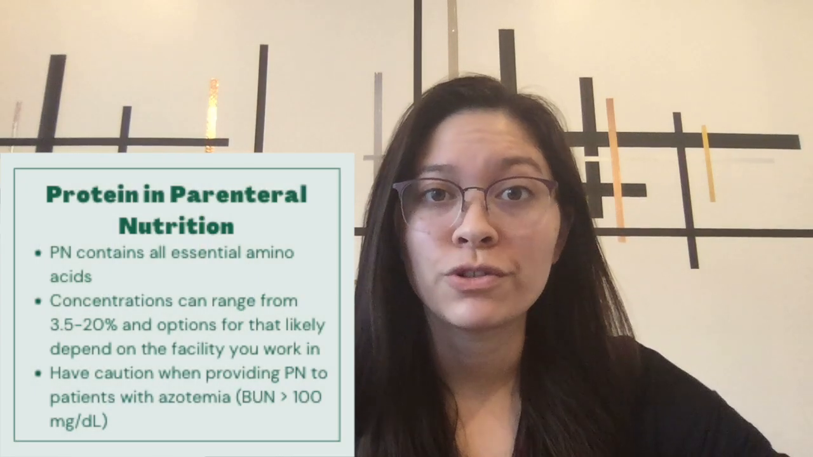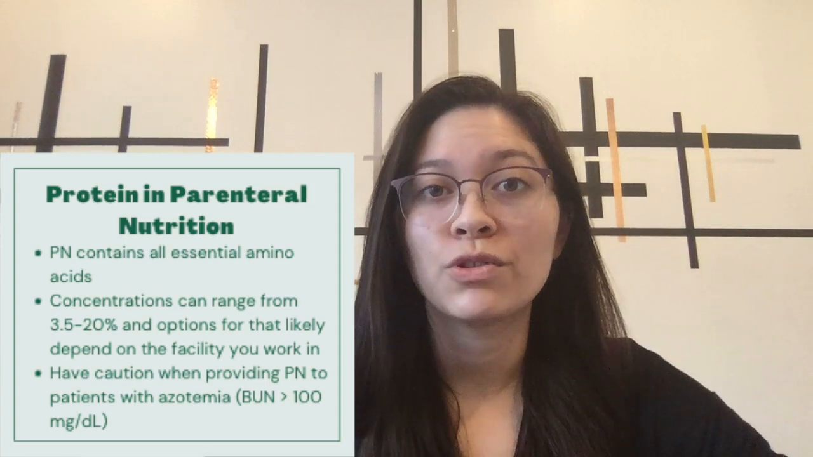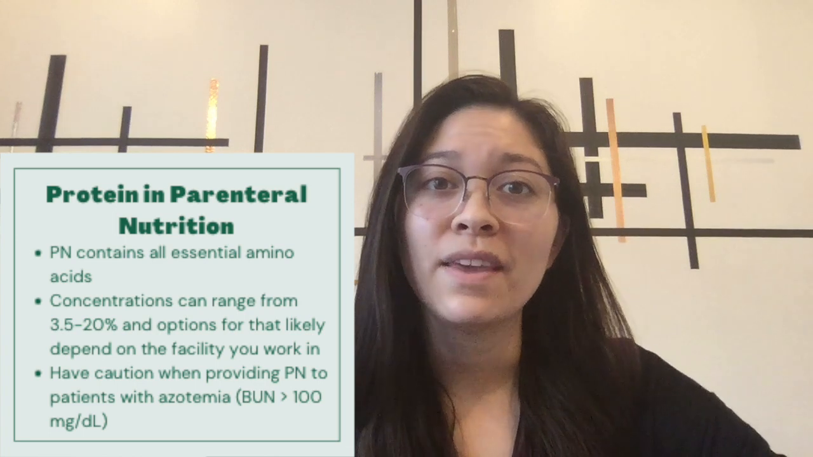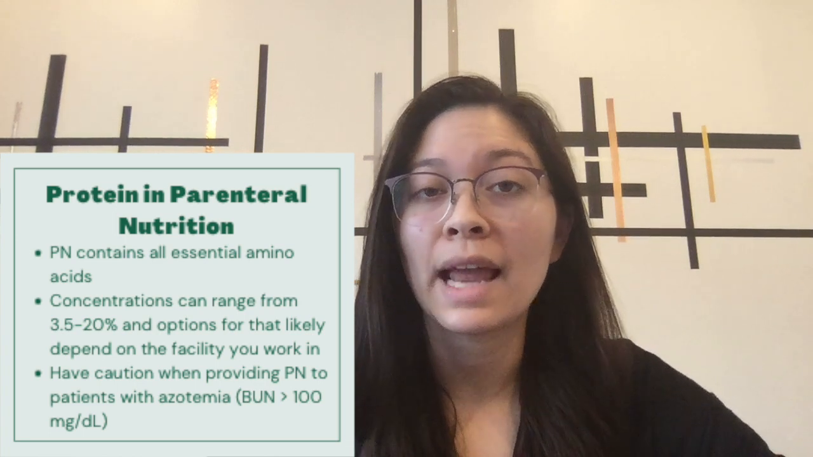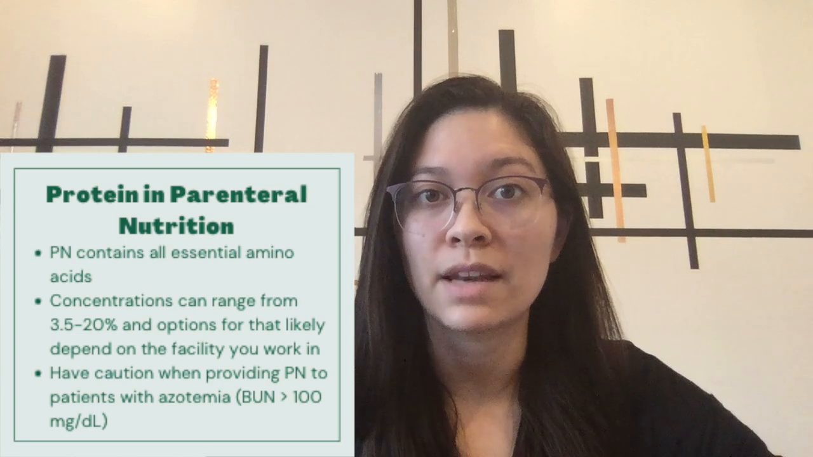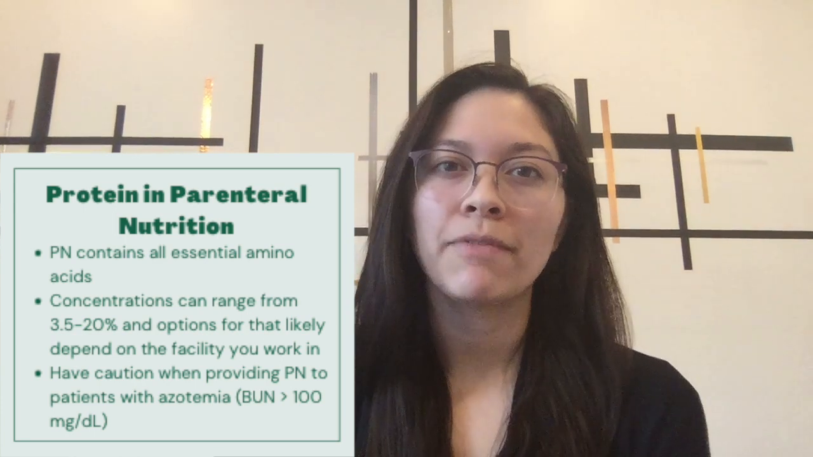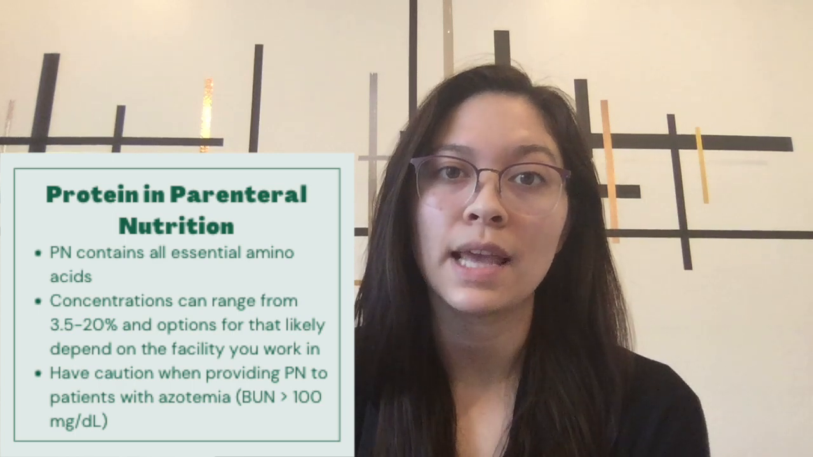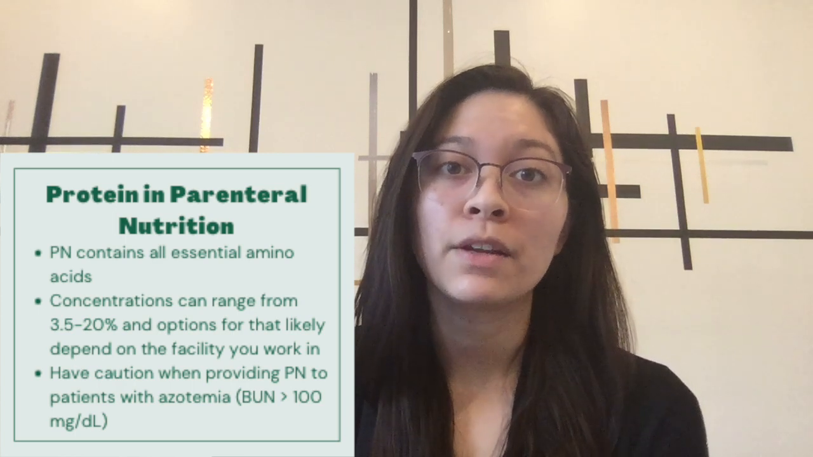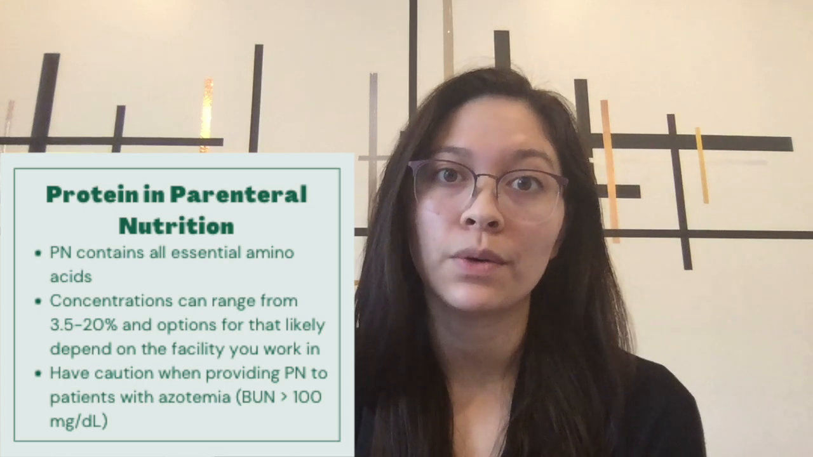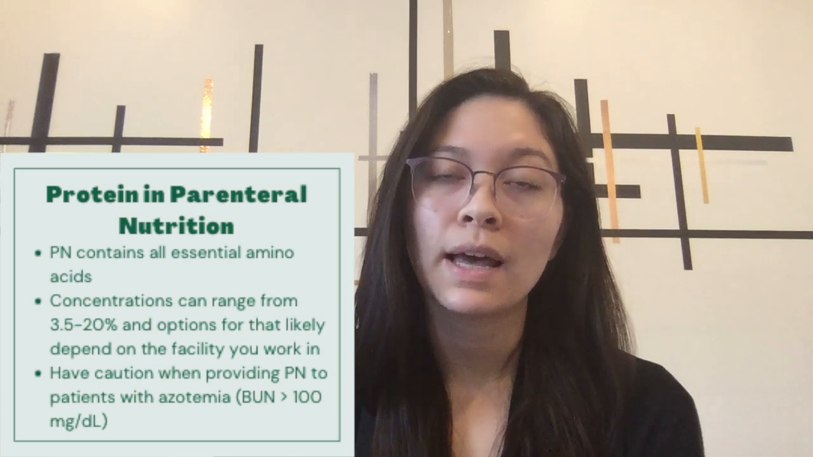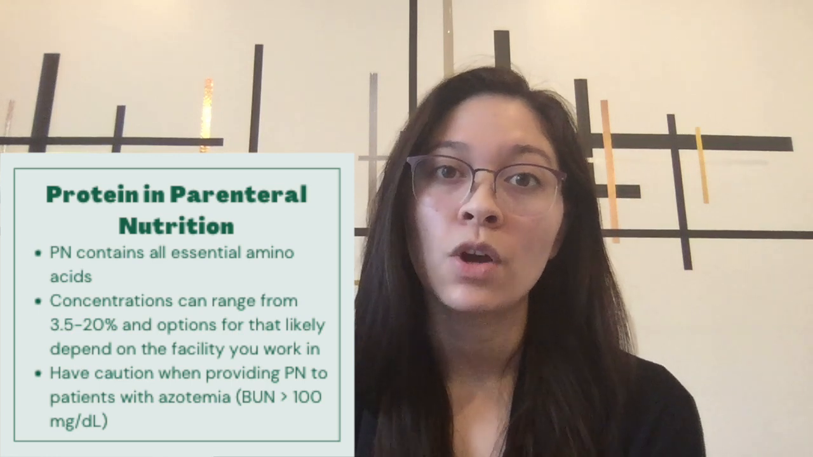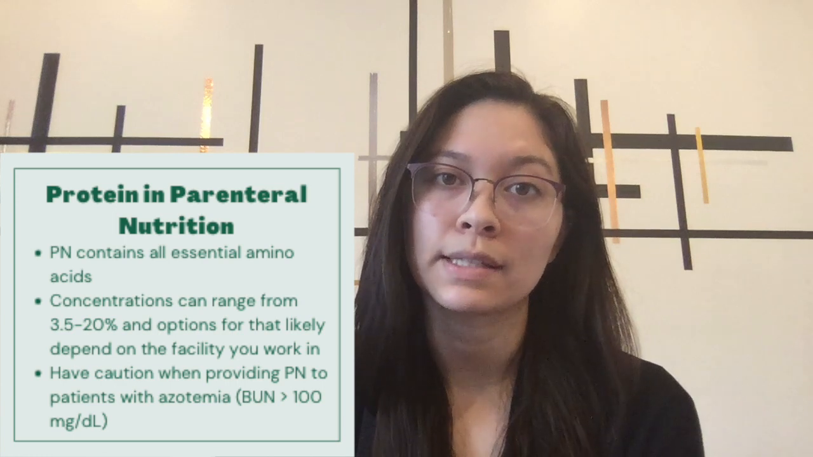Now, from a parenteral nutrition perspective, we're going to see our parenteral nutrition also containing all 9 essential amino acids. We'll see the amino acid concentration ranging anywhere from 3.5% to 20% for our amino acid solutions. One lab value for you to be specifically paying attention to in terms of protein intake is going to be the blood urea nitrogen, or the BUN value. We want to look at this closely because we can sometimes see people experiencing azotemia, which is a BUN greater than 100 milligrams per deciliter.